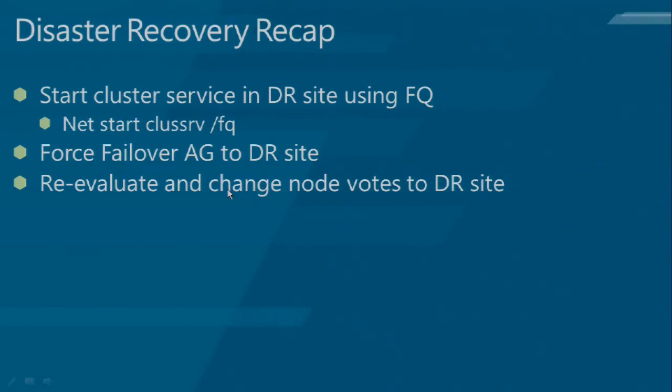Recap. Start the cluster service in your DR site using force quorum. Force failover your availability group to your DR site. In this case, it was force failover because it's an asynchronous replica. Reevaluate and change your node votes. Make sure you're not in force quorum mode when you go to your cluster manager. In the demo, I first changed the node votes, then I did the force failover. You could do it the other way as well, but you have to first start the cluster in force quorum.